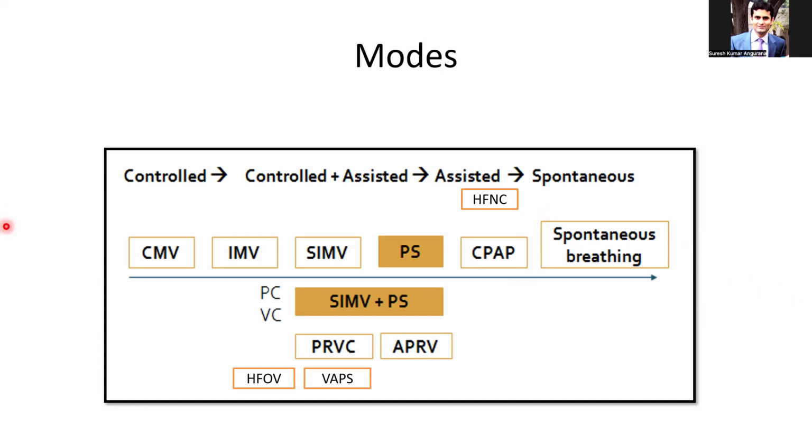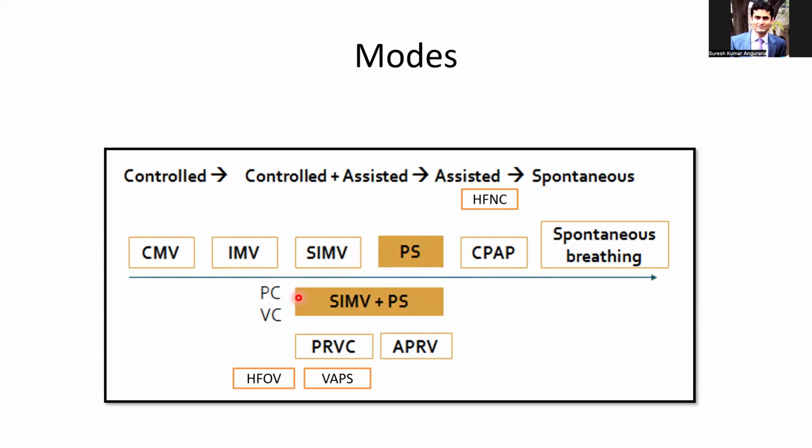What was used in the initial days was controlled mandatory ventilation, or continuous mandatory ventilation, where the work is done by the ventilator and the patient used to be heavily sedated or paralyzed. Then there is intermittent mandatory ventilation, where patients are allowed to breathe in between without any support from the ventilator, except for mandatory breaths. Then synchronized intermittent mandatory ventilation, then pressure support. The combination of the two is SIMV with PS.